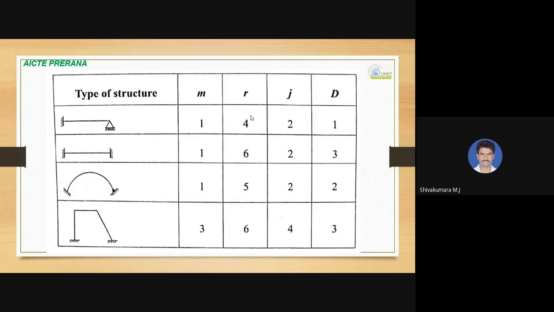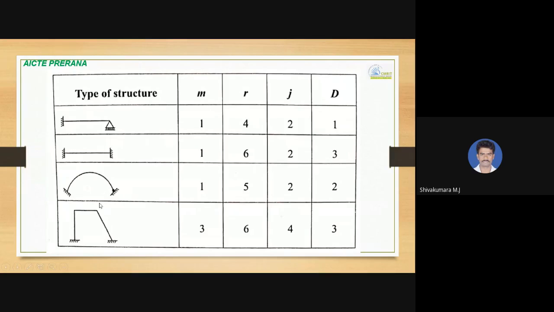So 3M means M is 1, so 3 into 1, it is 3. 3M plus R is 4, so 3 plus 4, it is 7, minus 3J. So 3 into J is 6. So 3M plus R value, it is 7. 3J, it is 6. 7 minus 6 is 1. So this D is nothing but degree of static indeterminacy. The degree of static indeterminacy, it is 1.